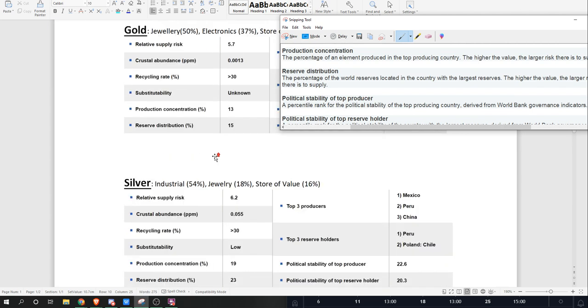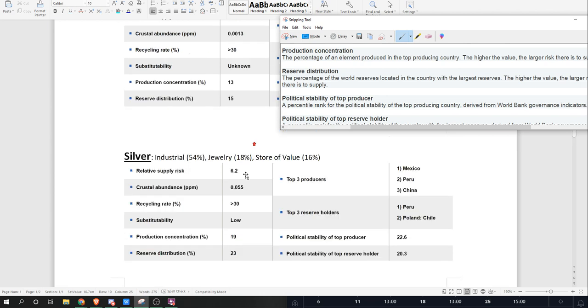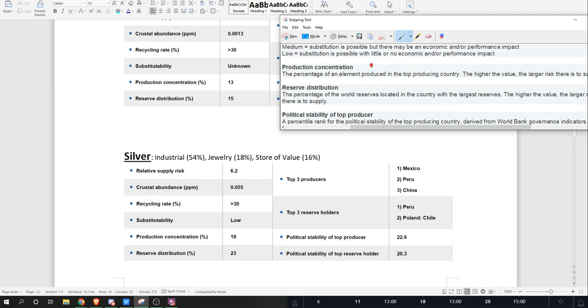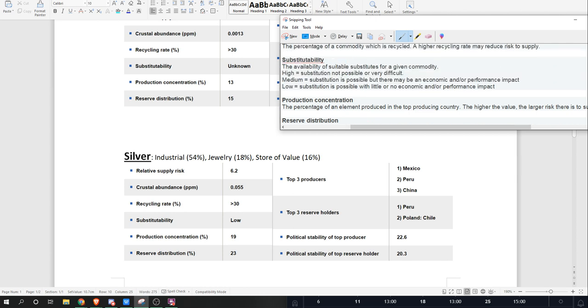Now let's look at silver. The relative supply risk is a little bit higher at 6.2, so that means there could be a potential reduction in supply, which would then create a kind of bidding war to receive that asset. So there's a higher probability of a supply shock coming into the market of silver. The recycling rate is yet again over 30, just like gold. The ability to substitute one metal for another in terms of silver is low, meaning that you are not able to substitute another metal for silver with no real economic or performance impact.